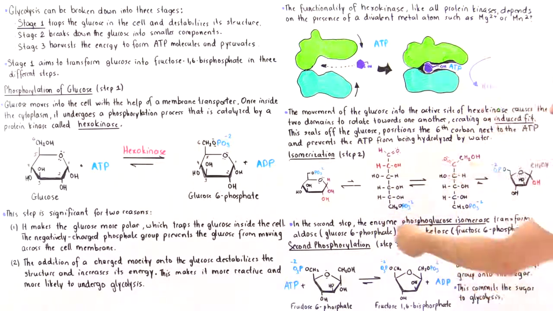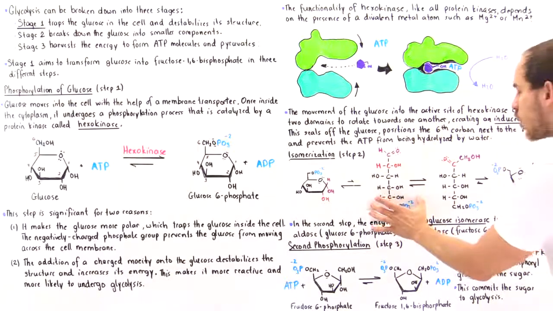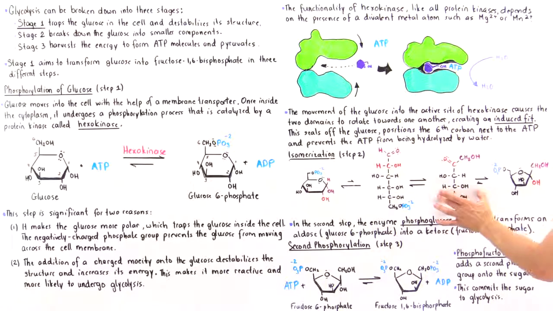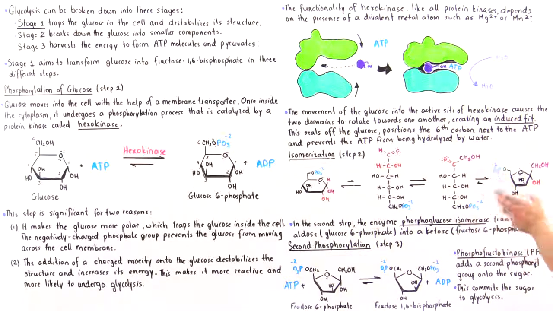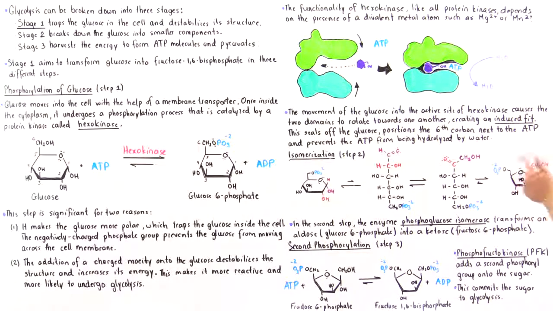In the next step, we basically catalyze the transformation of this glucose in its open chain into a fructose in the open chain. And next, we transform the open chain into its closed cyclic chain. And so this is the final product in step number 2. This is what we call fructose 6-phosphate.